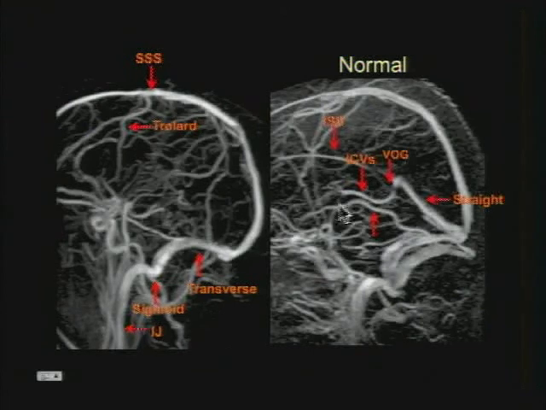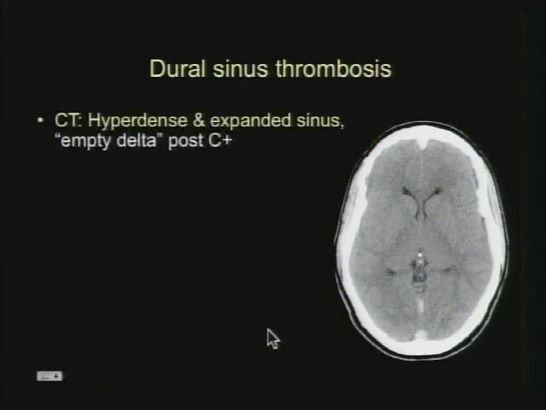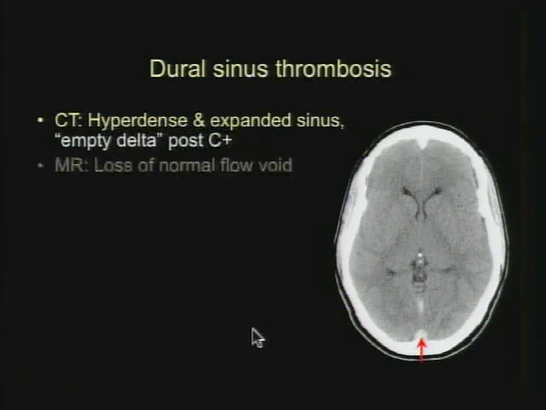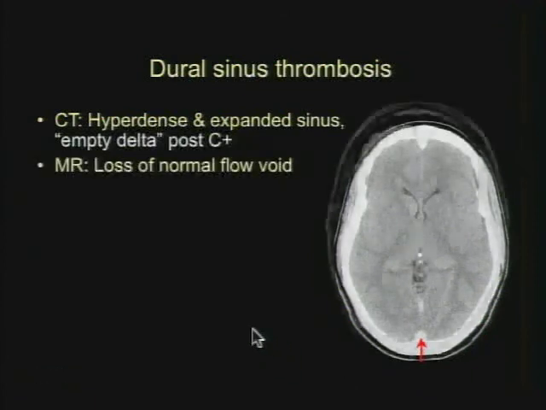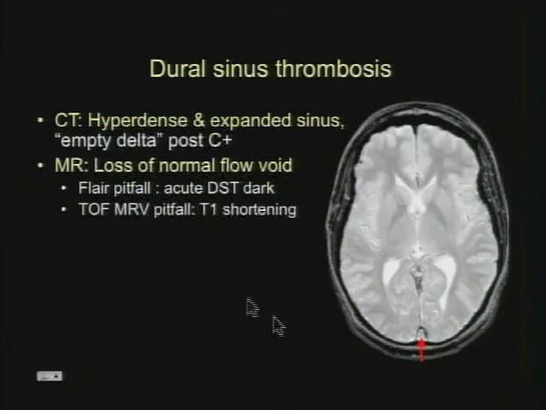And this is the vein of Labbé that drains into the transverse sinus. So dural sinus thrombosis, on CT you'll see this hyperdense and expanded sinus, and on post-contrast images you may see the empty delta sign. On MRI you'll lose the flow void. As you can see on this axial T2, you've lost your normal flow void. Look out for the pitfall with acute dural sinus thrombosis. Also when you're doing time of flight, look out for the pitfall when you see T1 shortening, mimicking flow-related enhancement.